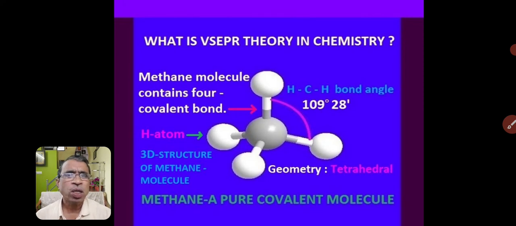This slide shows the structure of the methane molecule and how VSEPR theory explains the structure. In the case of methane, we have 4 covalent bonds, and these covalent bonds orient in space to give a bond angle of 109 degree 28 minutes. And here all these are as far apart as possible, having minimum repulsion between the bonding atoms.